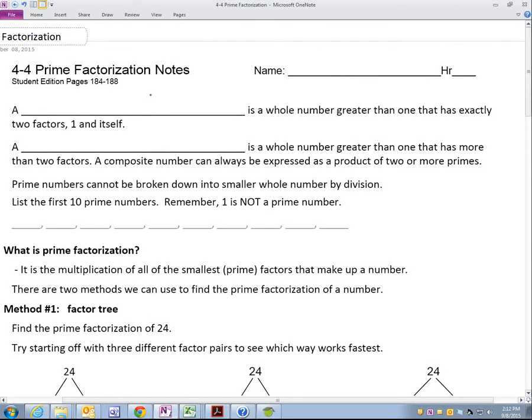A prime number is a whole number greater than 1 that has exactly 2 factors, 1 and itself.